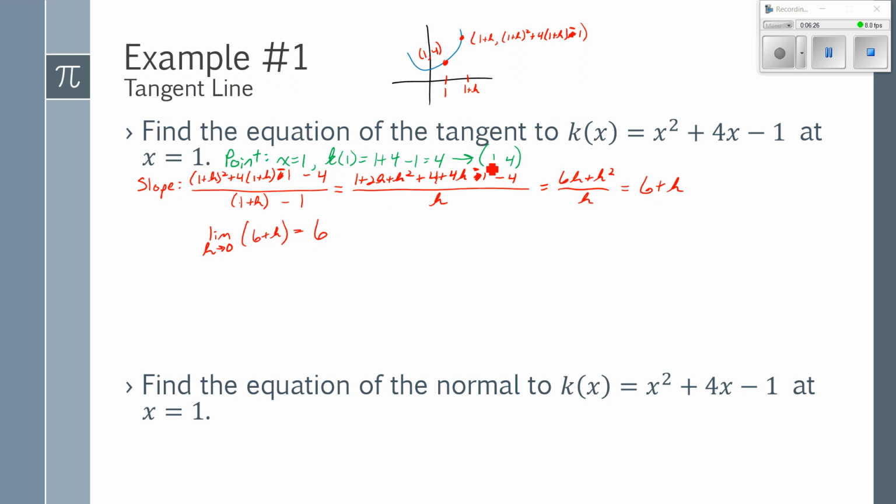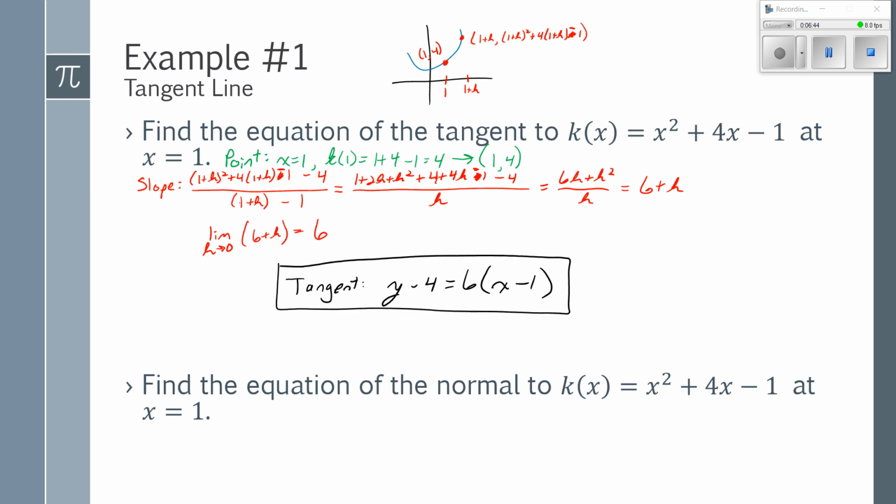So I know the slope, I know the point, I can write point-slope form and say that my tangent equation is going to be y minus 4 is equal to 6 parentheses x minus 1. And there is my tangent line. If I want the normal at that same point, the only thing that changes in my equation is the slope becomes the opposite reciprocal. So my normal is going to be y minus 4 is equal to negative 1/6, so it's perpendicular, x minus 1.